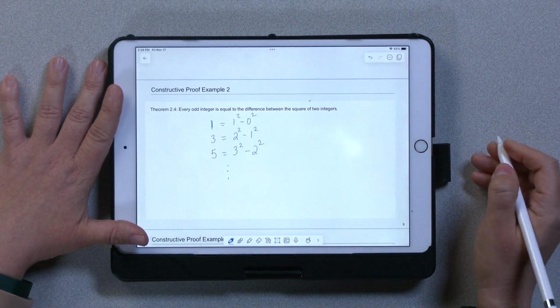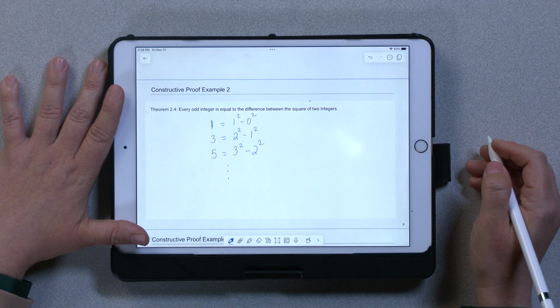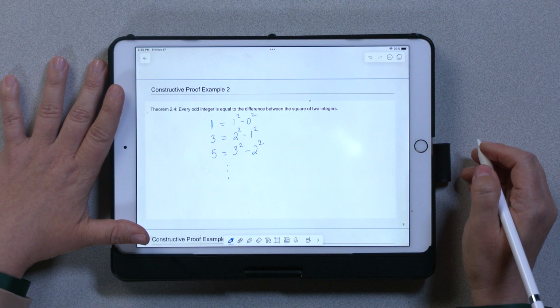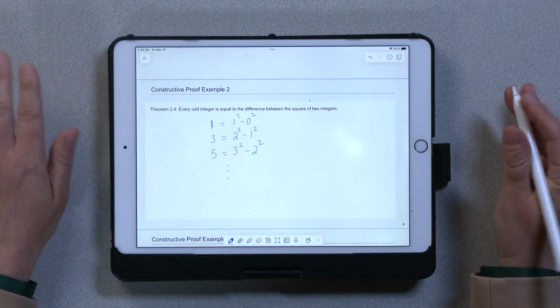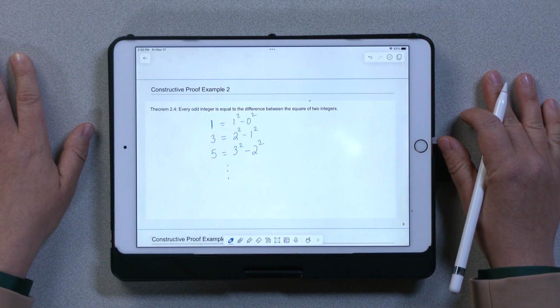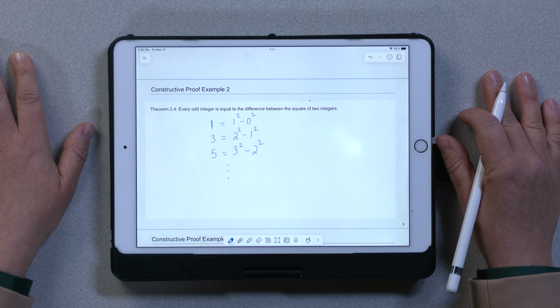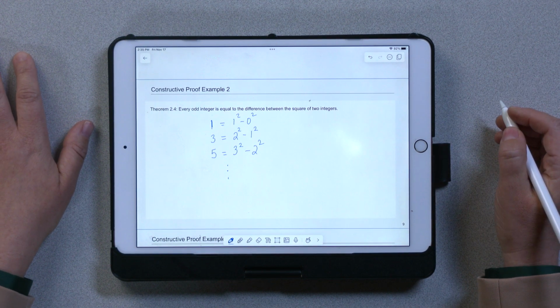But the important thing to notice is that this isn't a proof. This is how we build up our intuition for proofs. But doing this exercise helps us because we can start noticing some things. So one thing that we notice is that these odd integers aren't just the difference between the squares of two integers. They're actually the difference between consecutive squares of integers. So we could actually use that in our proof. And that's what we'll do. So this is good for building up intuition, but it's not a proof.